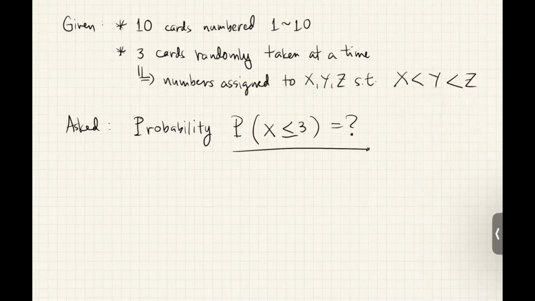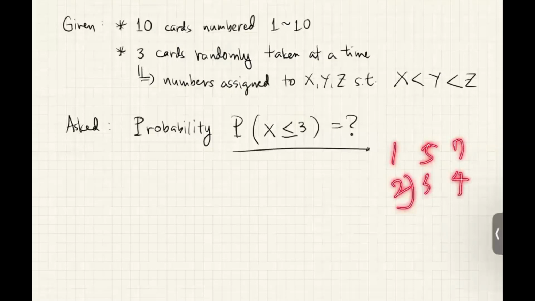Now, the question is: when you pick out 3 of those 10 cards, what is the probability that the smallest number, X, is 3 or less? So 3 or less, meaning 1, 2, or 3. It could be 1, 2, or 3; 1, 5, or 7; 2, 3, or 4. So the smallest must be at most 3. What's the probability of that?